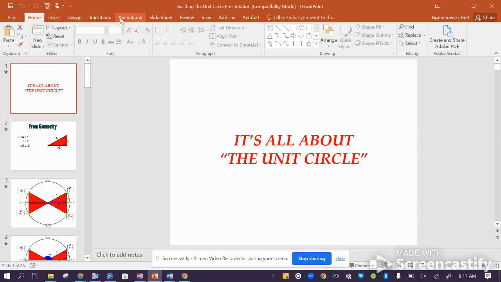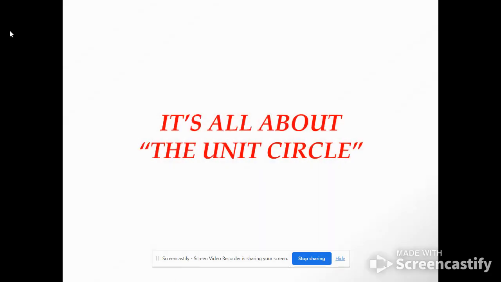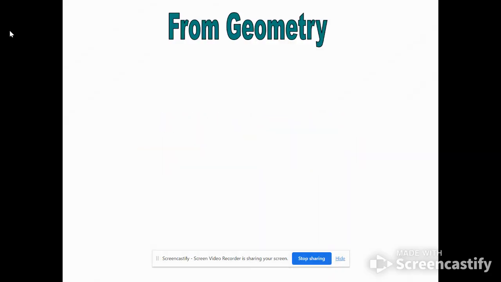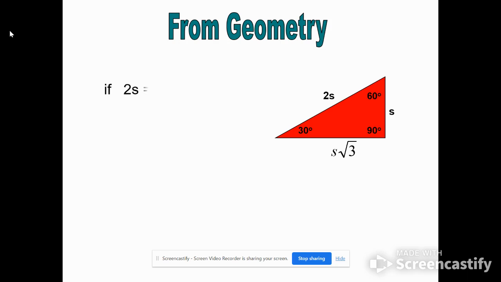In this video, we are going to talk about the unit circle and how we build it. From geometry, we learned about 30, 60, 90 triangles, and we have reviewed those this year. The ratio of a 30, 60, 90 triangle is x, 2x, and x root 3. Now, let's say that our hypotenuse, or our 2x side, is equal to 1. That means x would be equal to 1/2, and our x root 3 would be equal to root 3 over 2. Our triangle would look something like this.